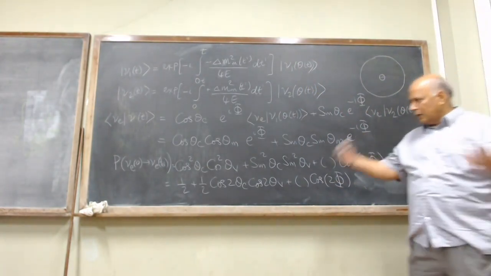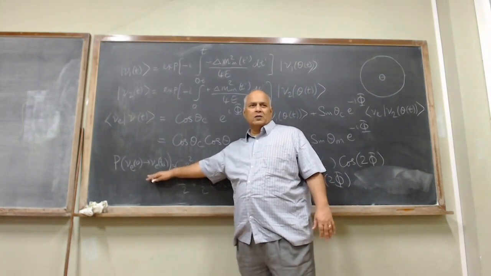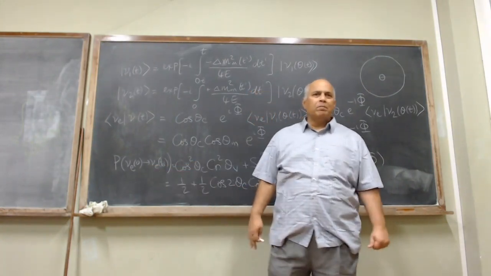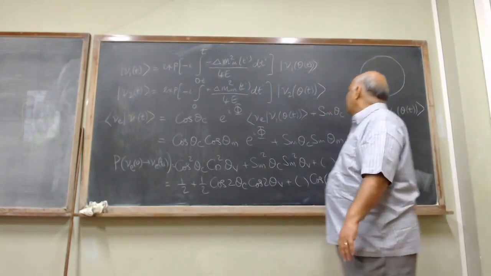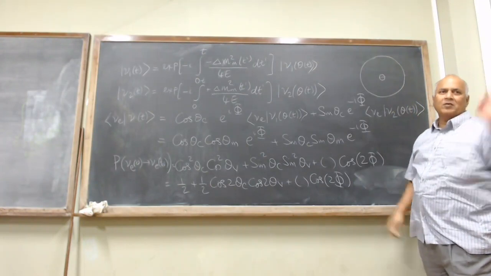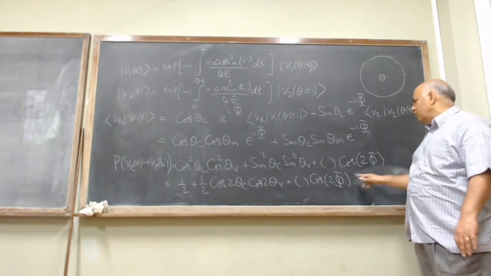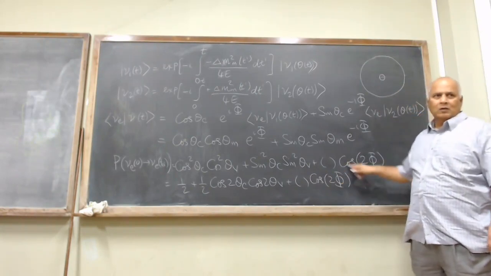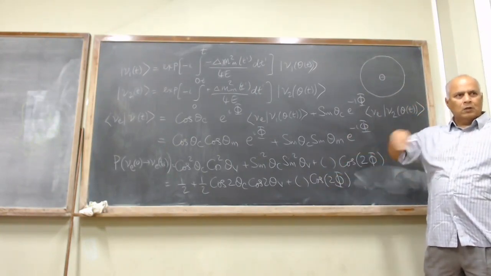So to do a proper calculation of this survival probability, what I need to do is to estimate the probability of production at a given point and fold that in with this cos 2 phi and do the integral.